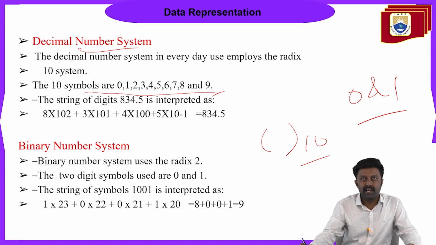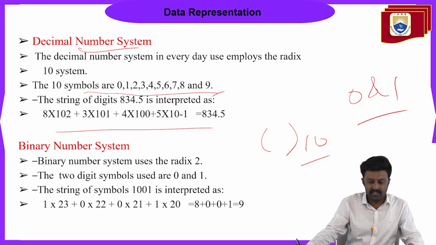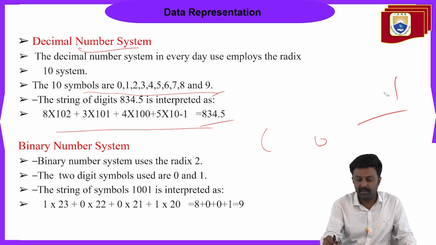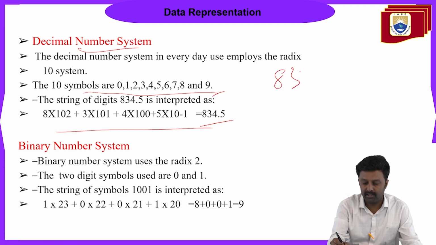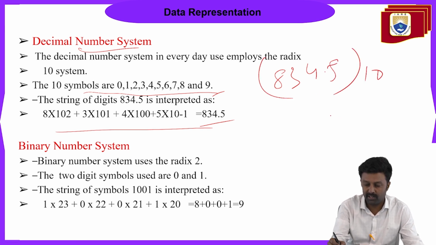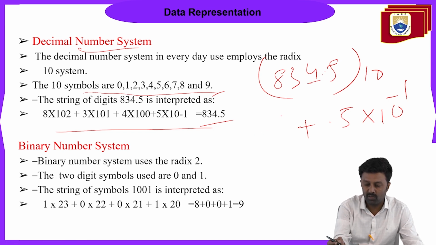Let us take an example of how a decimal number is represented. Let us say the number is 834.5. This is a decimal number. How is it represented? After the decimal point, whatever number is there, we have to take that number times 10 to the power of minus 1. Then we add this. The first number before the decimal point is a 4, and before the decimal point the numbers start from 10 to the power of 0.